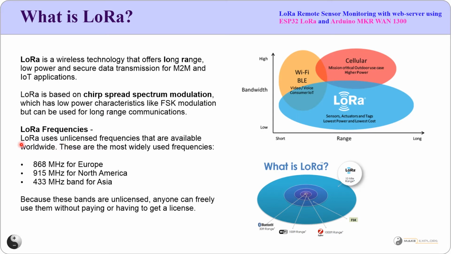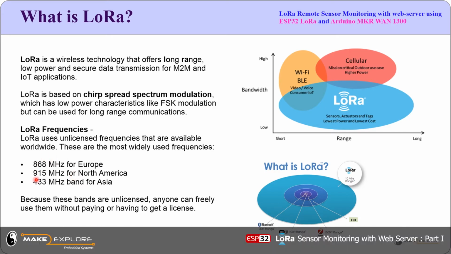LoRa frequencies. LoRa uses unlicensed frequencies that are available worldwide. These are the most widely used frequencies. Each region in the world uses a different LoRa frequency. In Europe, 868 MHz is used for LoRa communication. In North America, 915 MHz is used, and in Asia, the 432 MHz band is used. Because these bands are unlicensed, anyone can freely use them without paying or having to get a license.